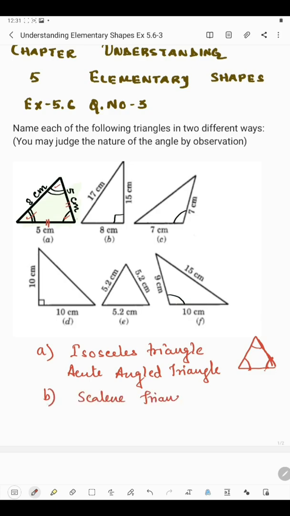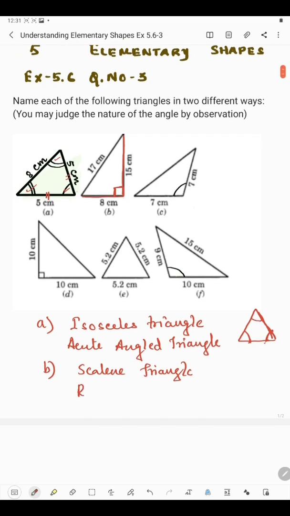Now if you judge the angle here, this symbol means 90 degrees. Here this line is perpendicular to this line, and if any line is perpendicular to another line, that means it makes 90 degrees. And if in a triangle one angle is 90 degrees, then it is said to be a right angle triangle. Since this is 90 degrees, this is a right angle triangle.